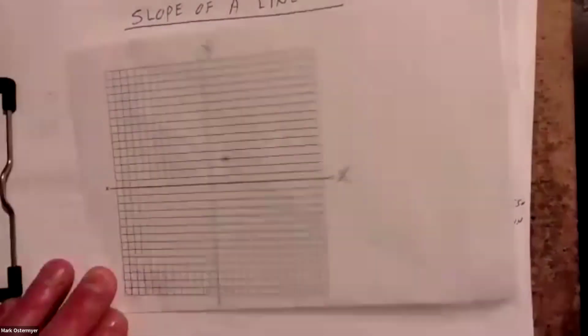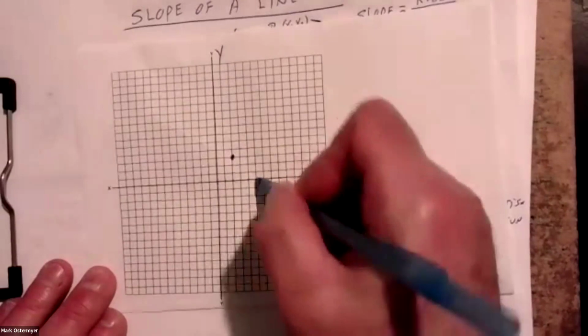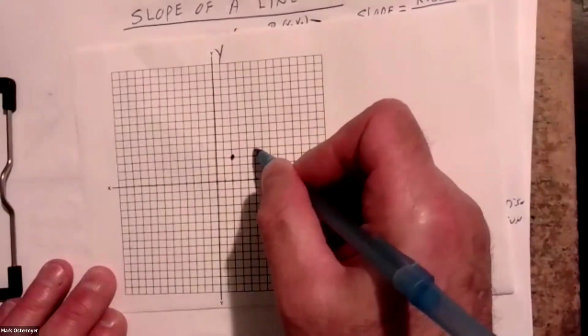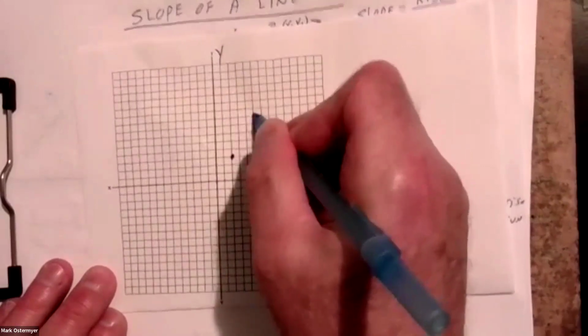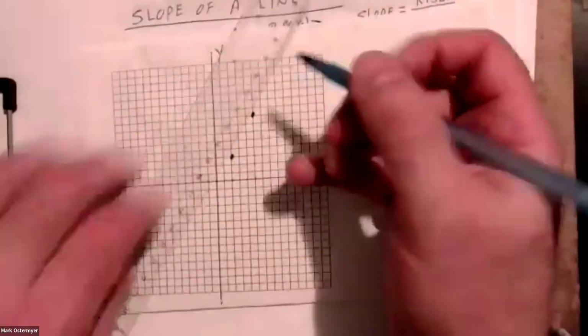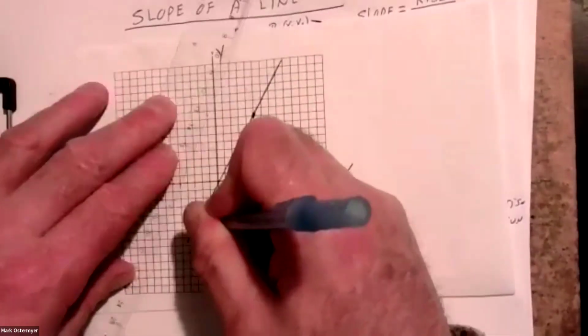Now we plot the point 5, 8. Start at the origin, 5 to the right, 1, 2, 3, 4, 5, up 8: 1, 2, 3, 4, 5, 6, 7, 8. Put a line through the center of these points, ladies and gentlemen. You have the graph of that line that contains those 2 points.